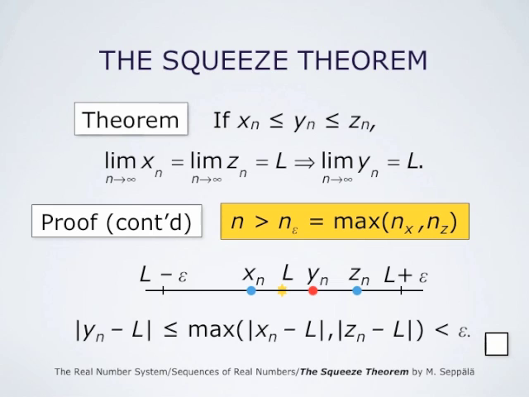This concludes the formal proof stating that the limit of this sequence yn, which gets squeezed between the two sequences xn and zn, is also L, the limit of these bounding sequences xn and zn.